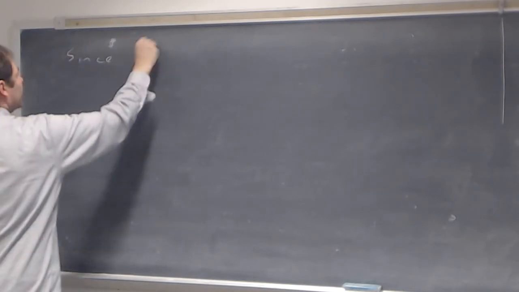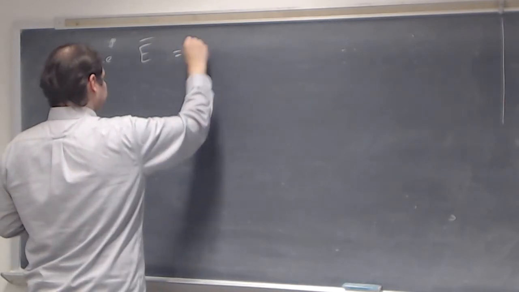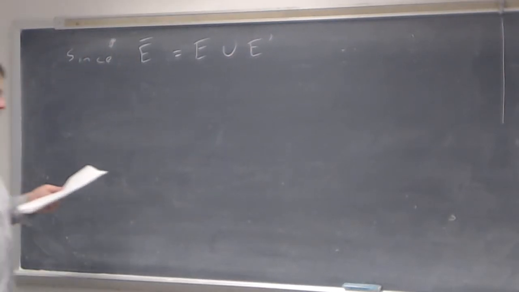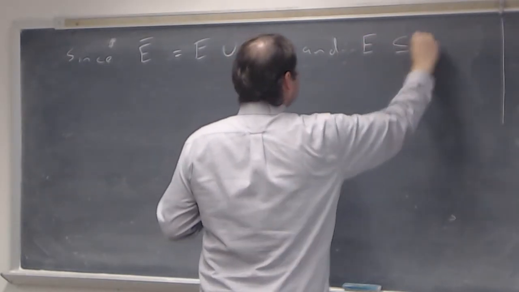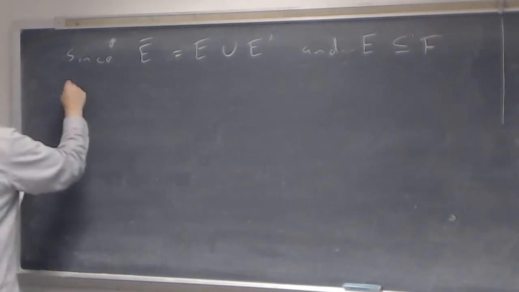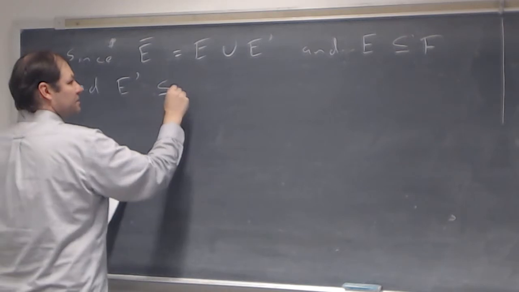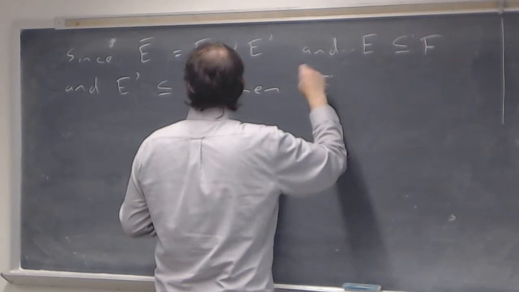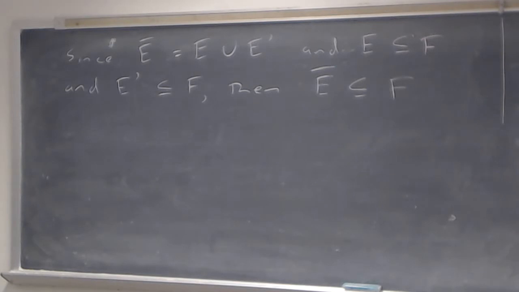Since E closure is equal to E union its limit points, and E is a subset of F, and the limit points of E is a subset of F, then E closure is a subset of F. That's what we wanted to do.